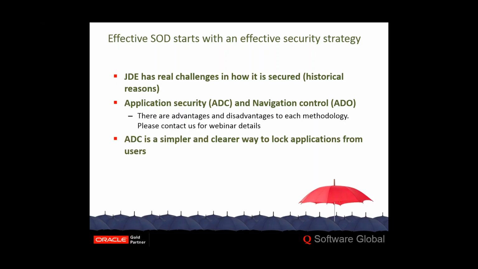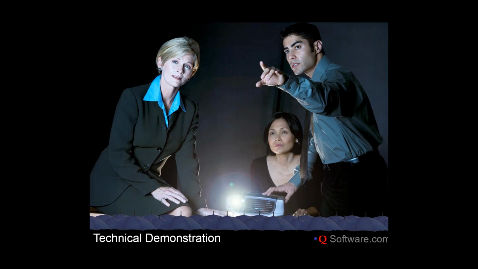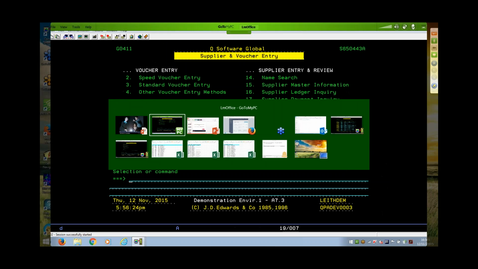As we said here, ADC is a simpler and clearer way to lock applications and to report back on who can do what. So the thing I'm going to show you now is how the all doors closed locks, these on-off switches, have improved through the different releases of World: A7.3, A9.1, A9.2, and A9.3. Okay, let me show you a couple of screens.